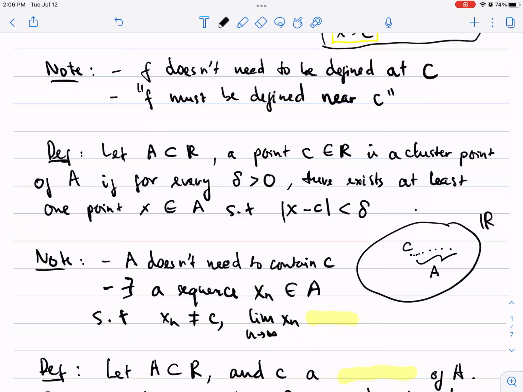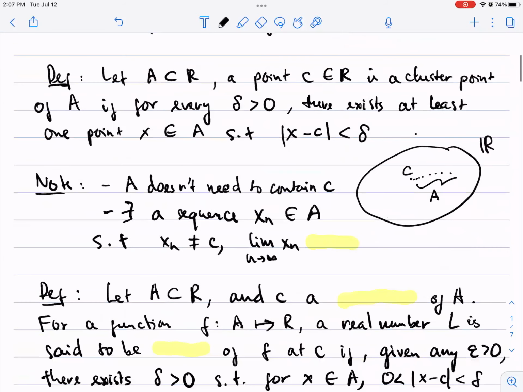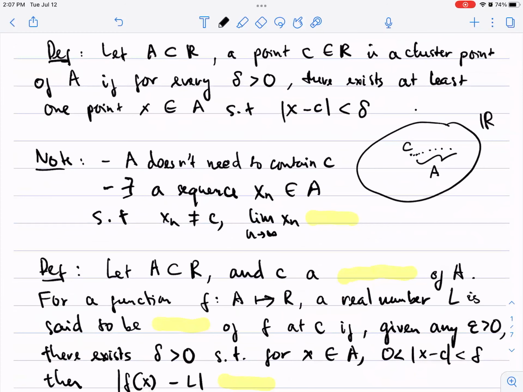Note that A doesn't need to contain the point c, as we see in this diagram. However, there is a sequence x_n in A such that x_n is different from c and the limit of x_n when n approaches infinity is equal to c. So a cluster point in some textbooks is called a limit point for that reason.